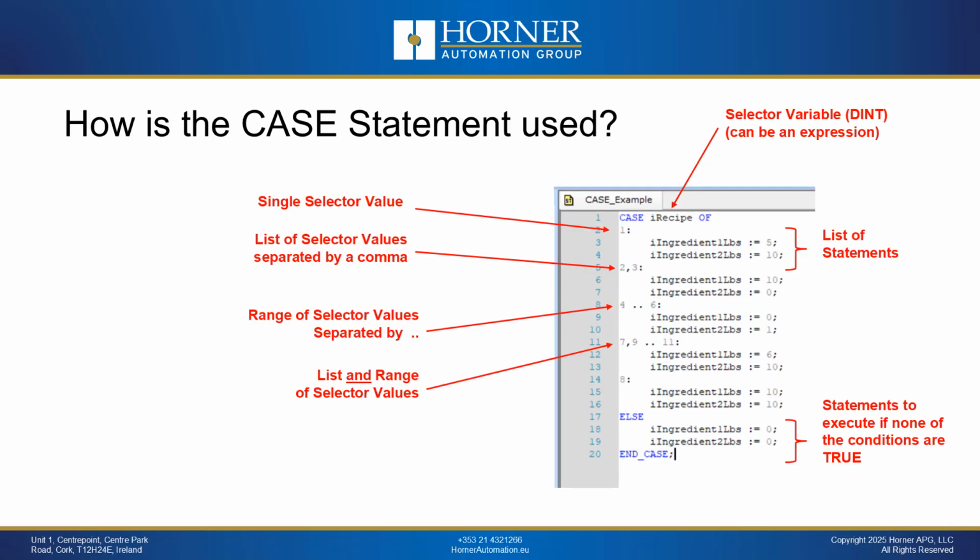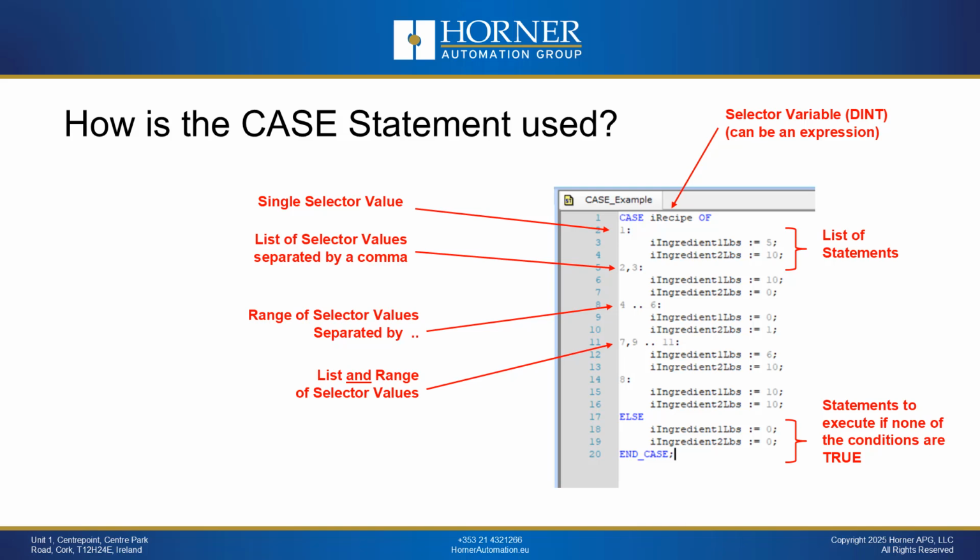Let's look at how the case statement is used. In other words, we are going to look at the syntax. So at the top line there, you can see case, and then a selector variable, followed by of. Now that selector variable, if it is a variable, it has to be a double integer, but it can also be a double integer expression, so keep that in mind as well. And then in the lines following that, basically what you have are selector values followed by a colon. If it is just a single selector value, you know the value of that double integer, then you just put that number followed by the colon. And then to the right there, you can see the list of statements that will be executed for that case.